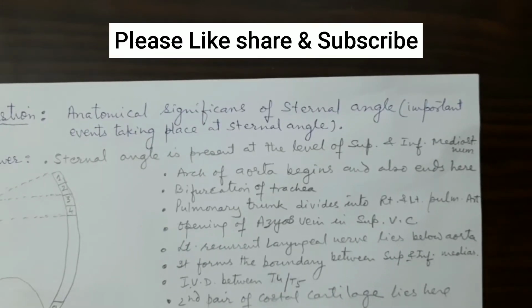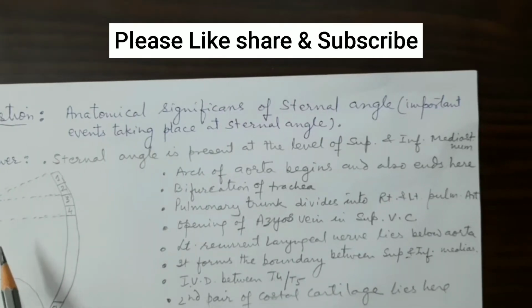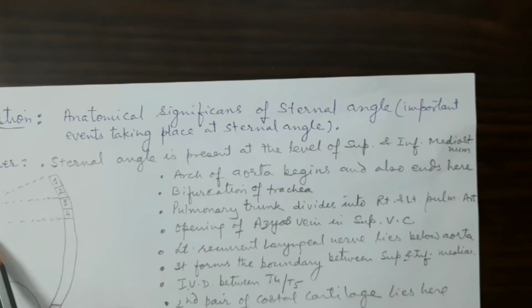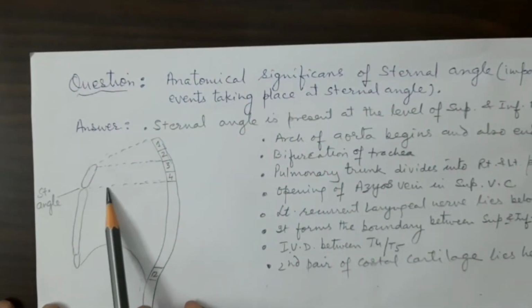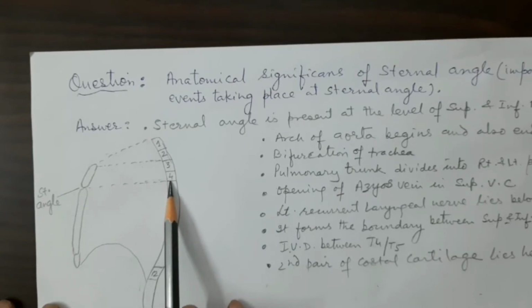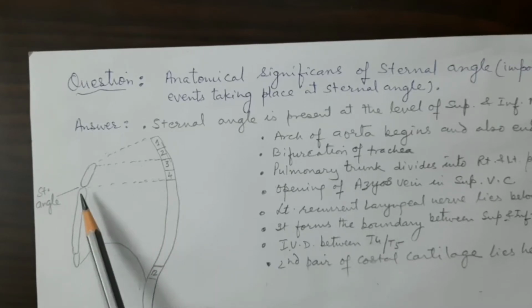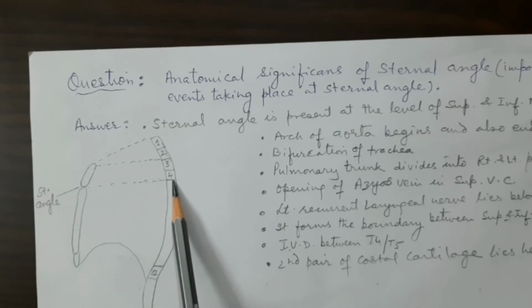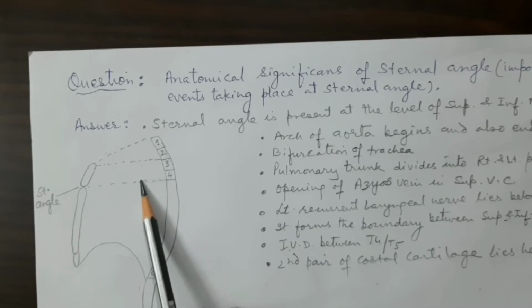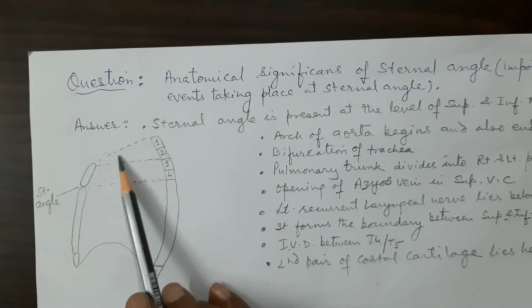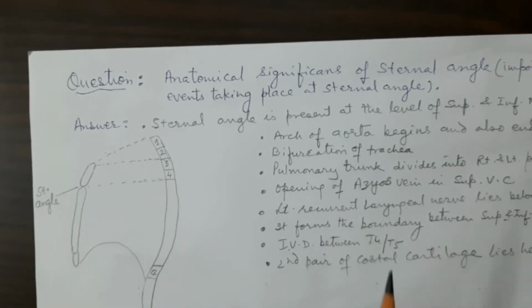The sternal angle is present at the level of the superior and inferior mediastinum. That means if you draw an imaginary line from the manubriosternal joint, it will come posteriorly and will cut the lower margin of the fourth thoracic vertebra, or the intervertebral disc between the fourth and fifth thoracic vertebrae. This imaginary line extending from the sternal angle to the lower border of the fourth thoracic vertebra is the demarcation line between the superior and inferior mediastinum. Whatever thoracic cavity is above this line is the superior mediastinum and below is the inferior mediastinum.